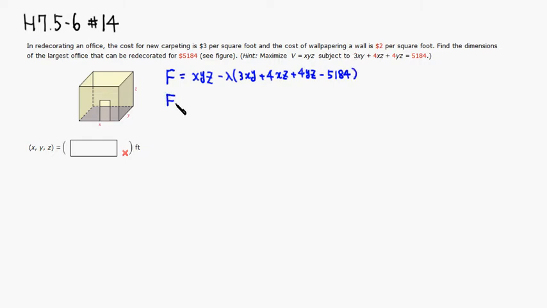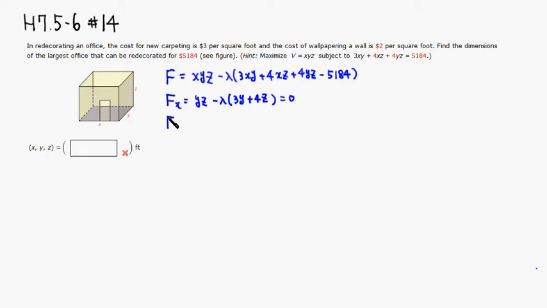So take the partial with respect to x. That's going to give us yz. Negative lambda is just a constant. Then the partial of that would be 3y, and then the partial of that would be 4z. The partials of these other terms are 0 because there's no x in there, so that's constant. Set that equal to 0.